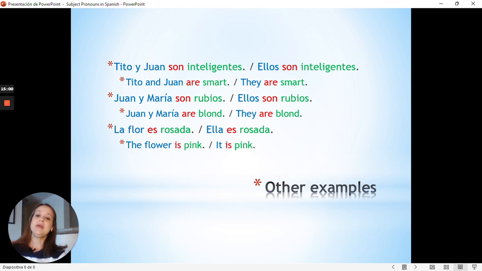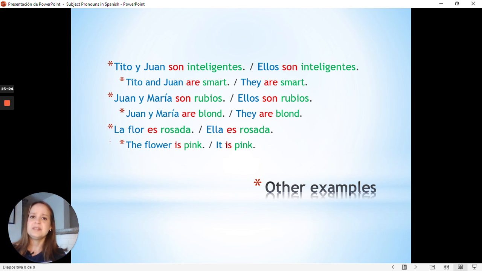And finally, we have an example with an object, la flor. La flor es rosada. In English, it would be: it is pink. The flower is pink. But in Spanish, we have to use ella because la flor, the flower in Spanish, is a feminine noun. But how do you know that?